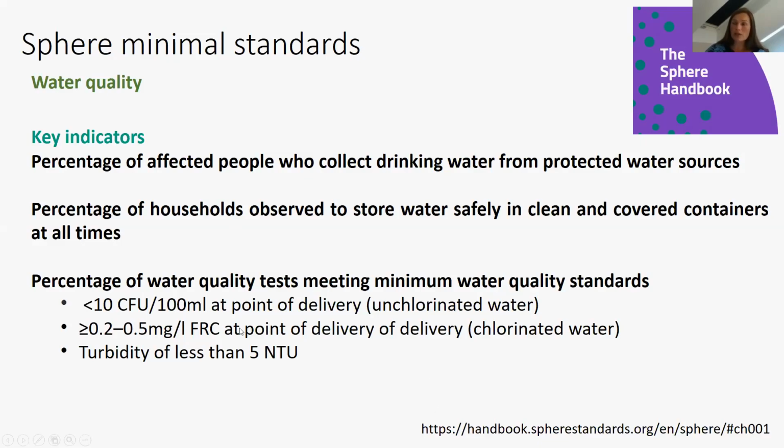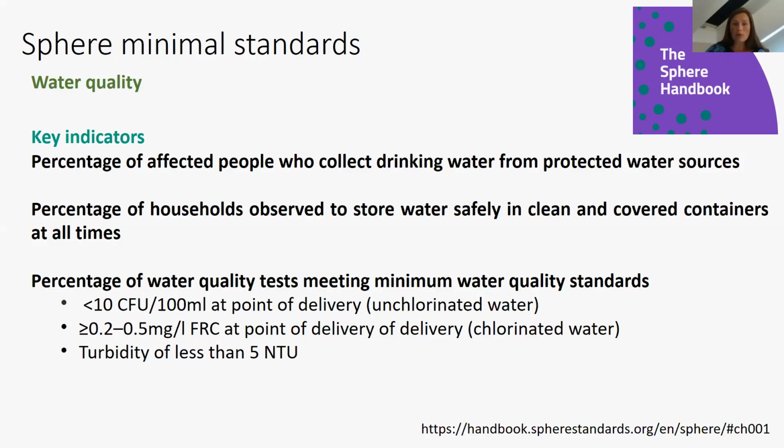As well as there is possibility for water quality measurements, then the Sphere defines that the water quality for unchlorinated water should be less than 10 CFU per 100 milliliter for point of delivery. While if there is a chlorination, if water is chlorinated, what's possible or easier to measure is the chlorine residual, which should be between 0.2 and 0.5 milligram per liter of the free chlorine. Also consider the turbidity is less than 5 NTU. So the Sphere standards are important, but we have to think that it's really called minimal standards.